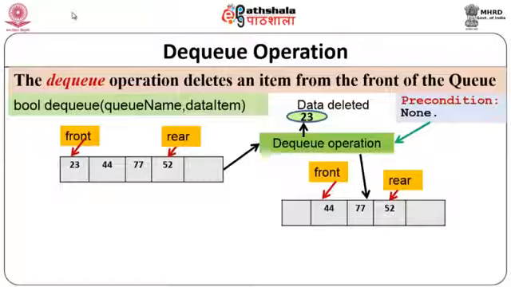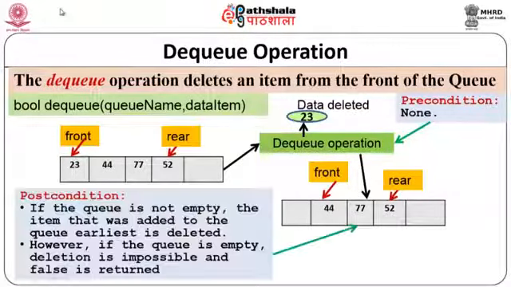Now, what happens is the front element, that is 23, has been deleted. And front has been updated. I will leave it as updated, not incremented. That depends on the implementation. So, it has been updated. Rear does not change. So, this is the queue after the DQ operation has been done.